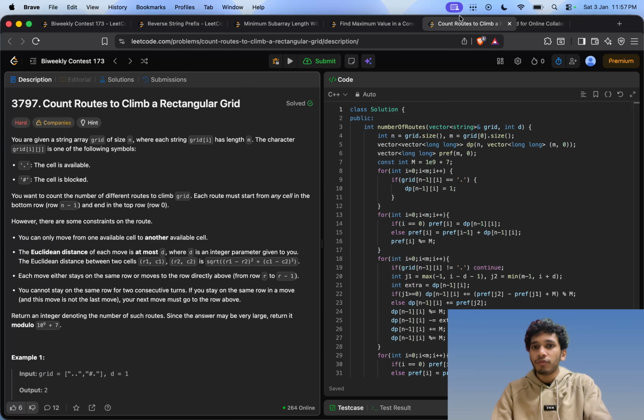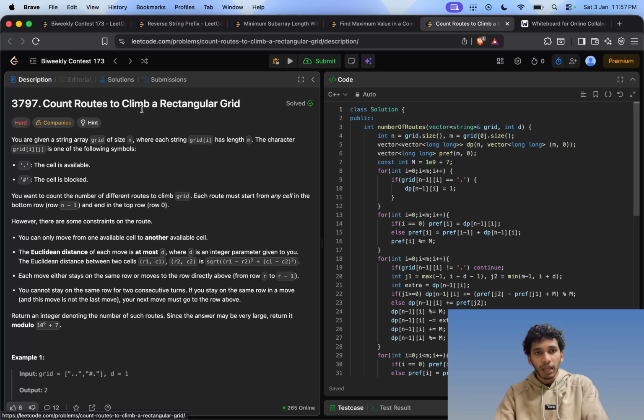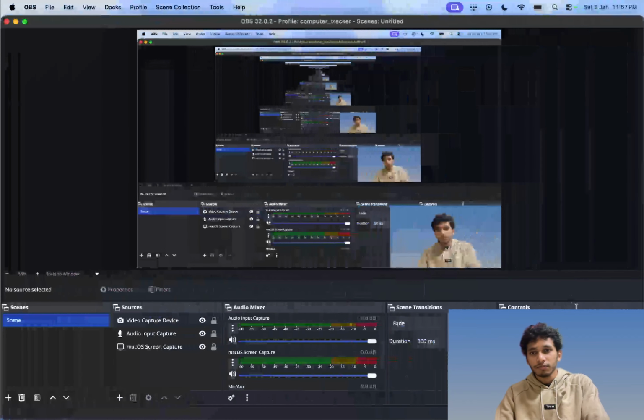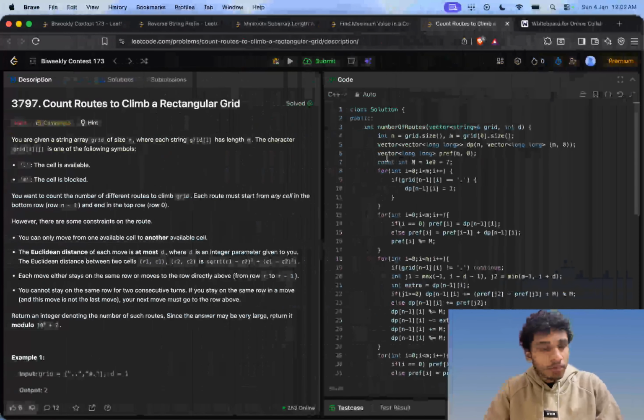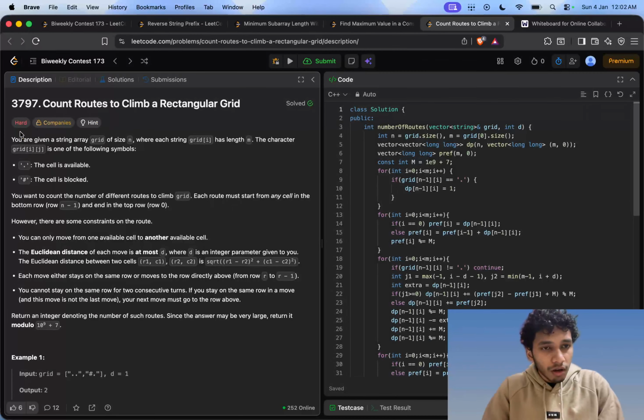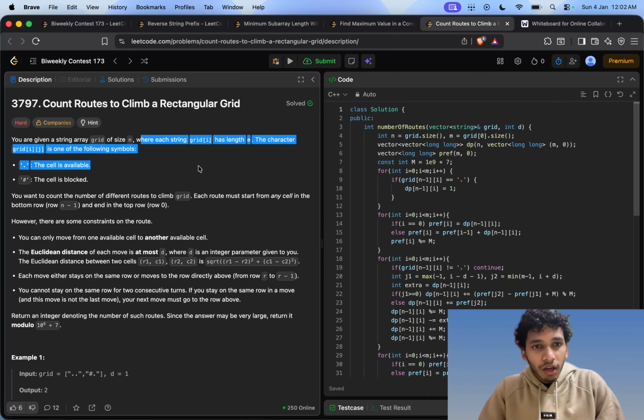So let's move to the fourth problem now, which is count routes to climb a rectangular grid. The problem says you are given a string array of size n, named grid, where each string grid[i], that is each character in grid.